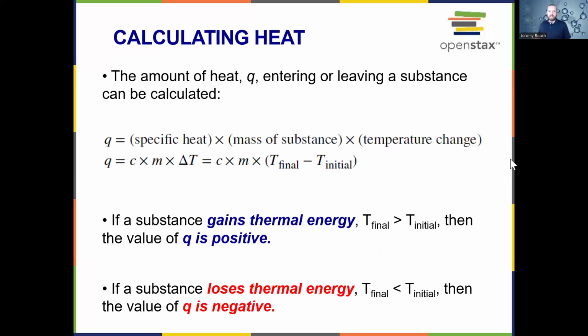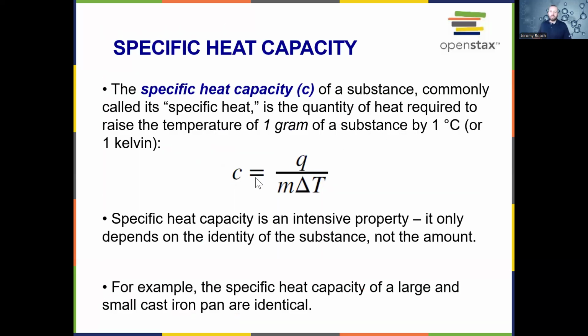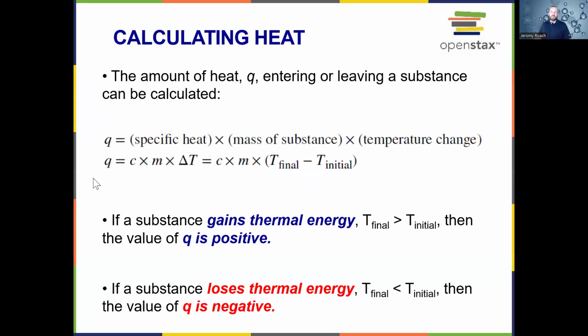So if we want to calculate heat, we can rearrange this formula from here and calculate what Q is. We simply multiply by mass and change in temperature. And when we do that, we get Q equals, or heat equals, specific heat times the mass times the temperature change.